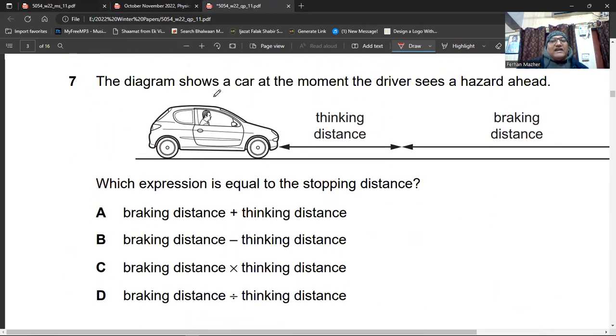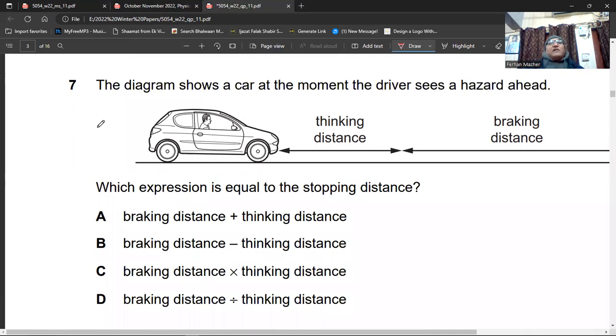Question number 7. He says the diagram shows a car at the moment the driver sees a hazard ahead. So this much is the thinking distance and this much is the braking distance. And when you add them up, that will be the stopping distance. Which expression is equal to the stopping distance? You see, the stopping distance will be thinking distance plus the braking distance.